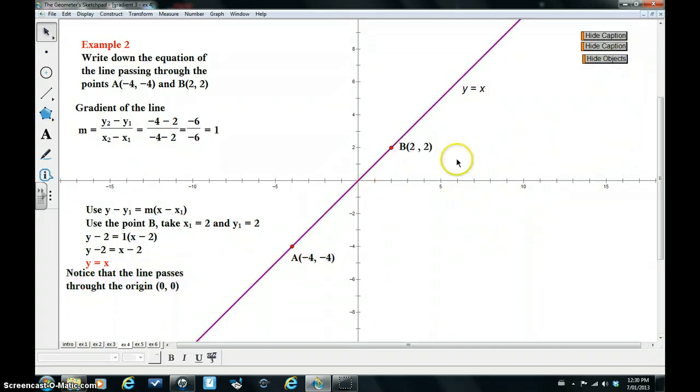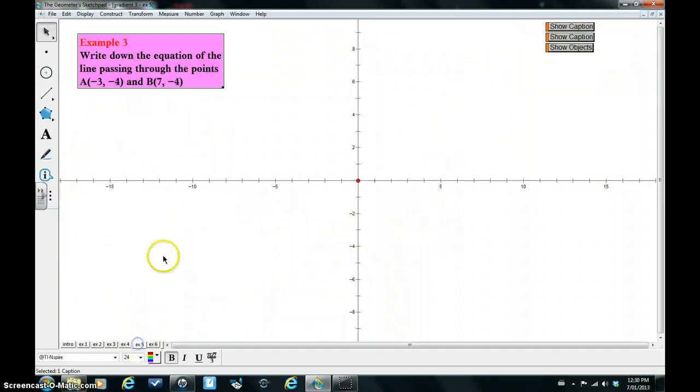And you may have spotted that because the line goes through 2, 2 and minus 4, minus 4, the line will actually pass through the origin, and you can see there it is, y equals x. Let's have a look at another example.